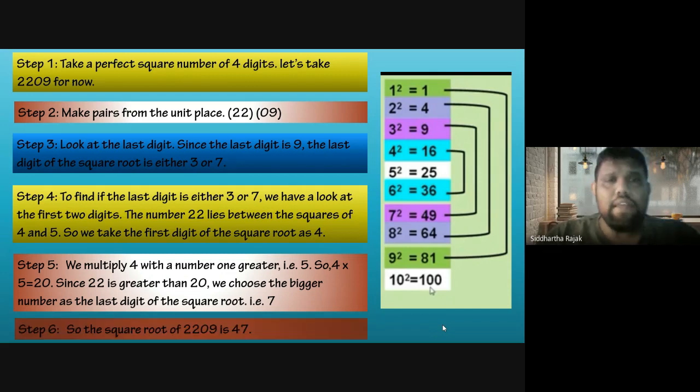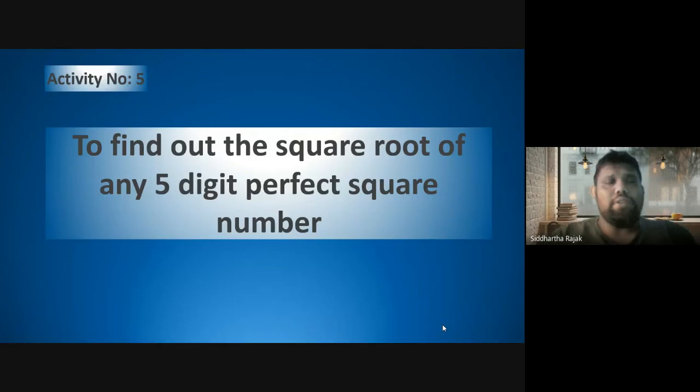So this is the square root of 2209, which is 4 and 7, 47. Since 4 into 5, 20 was lesser than 22, so 22 was greater. So since 22 is greater, we choose the bigger number, which is 47. So this is how we find out the square root of a perfect square number of 4 digits.